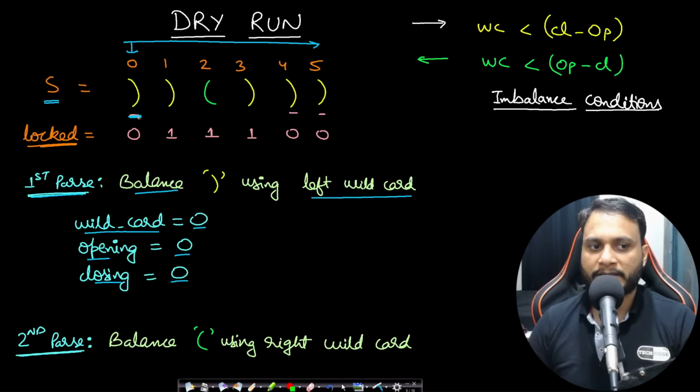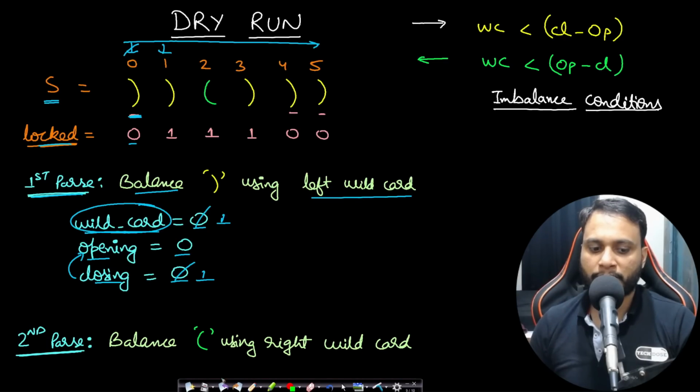When I see at 0 there is a wildcard, so the wildcard counter will increase by 1. When I go to 1, there is a closing bracket, so the closing value will increase by 1. At every point we have to keep track that, when you are moving from left to right, the number of wildcards must never be less than closing minus opening.